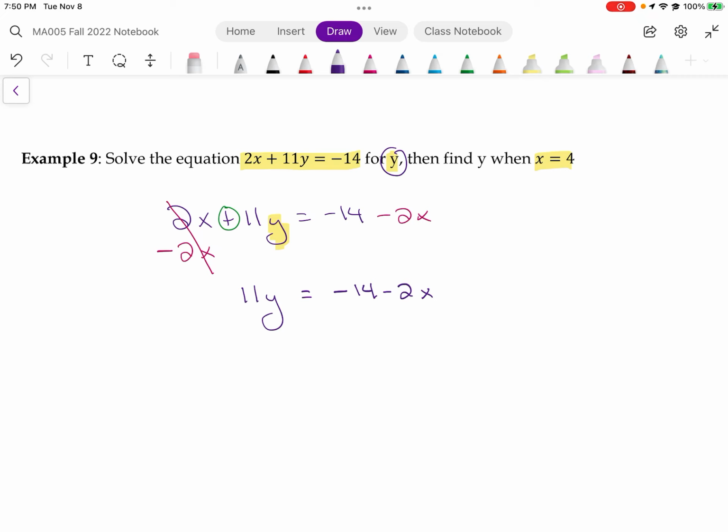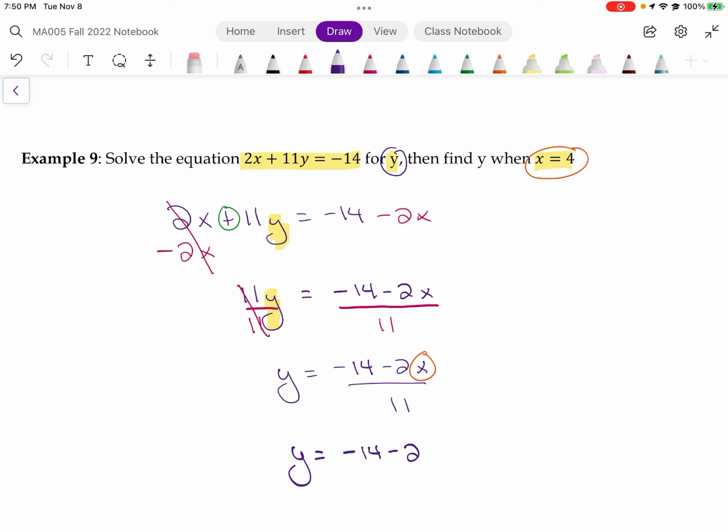All right, now how are we going to get the y by itself? Because that's what we're looking for. You're going to have to divide both sides, the whole thing, by 11. And we get y equals negative 14 minus 2x over 11. Don't do anything with that, because all we need to do at this point is take the x equals 4 and plug it right in here for the x. So we've got y equals negative 14 minus 2 times 4, over 11.